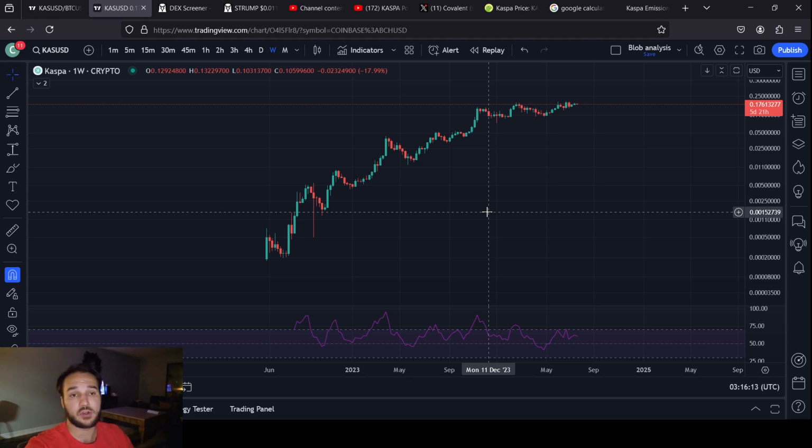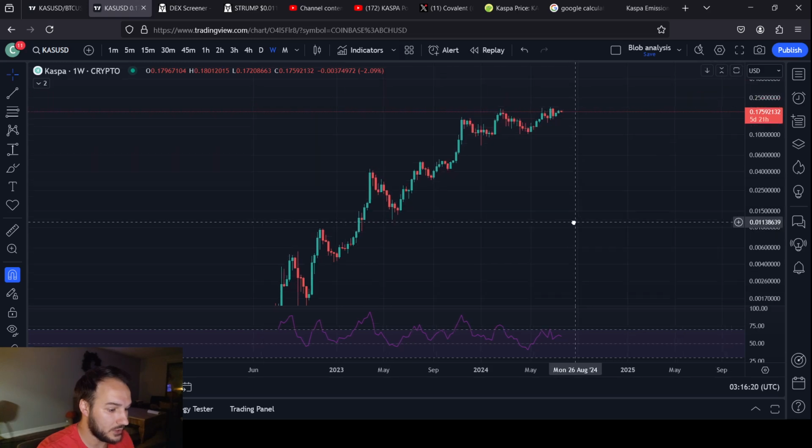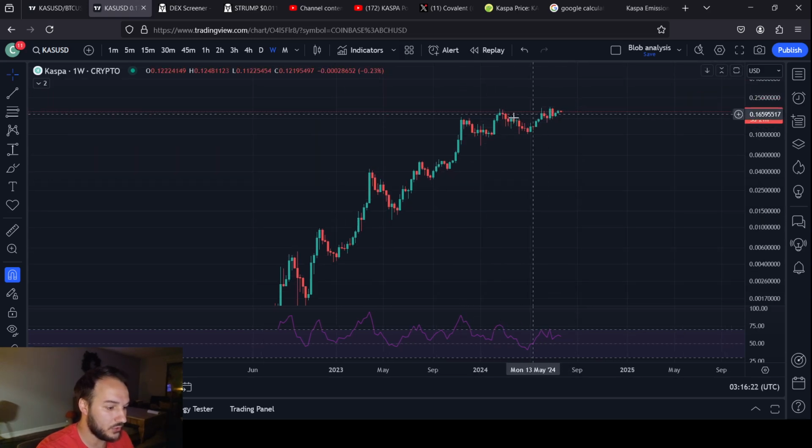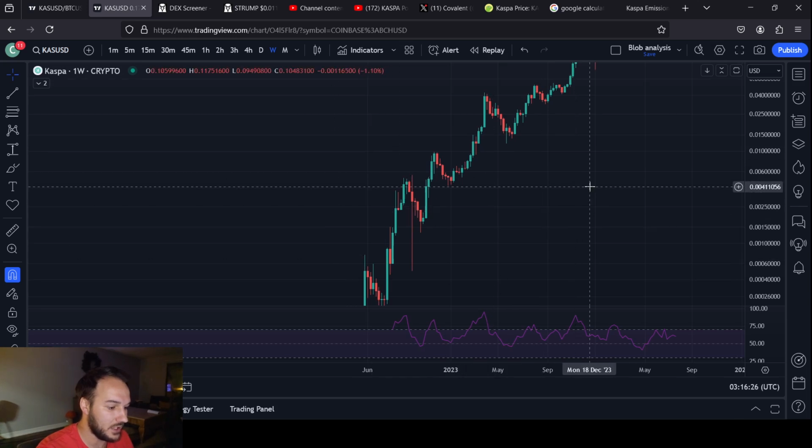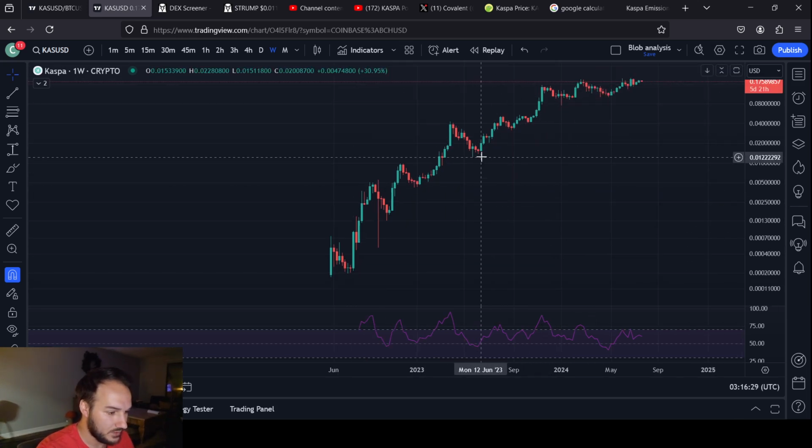Most bullish chart in crypto, bar none, absolutely. But nothing moves up in a straight line forever. And you can see it in the USD form right now. It has grown the least in the most amount of time compared to any other phase here, right? This move here from a low to a high, right?